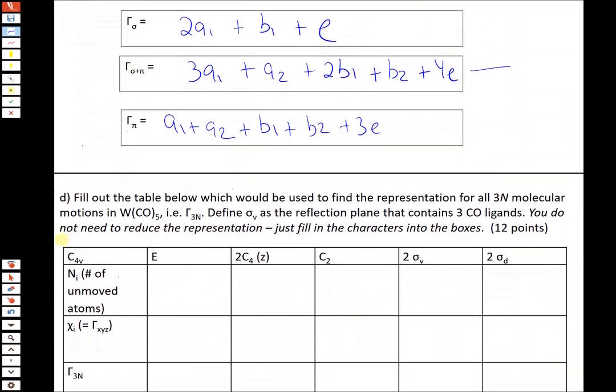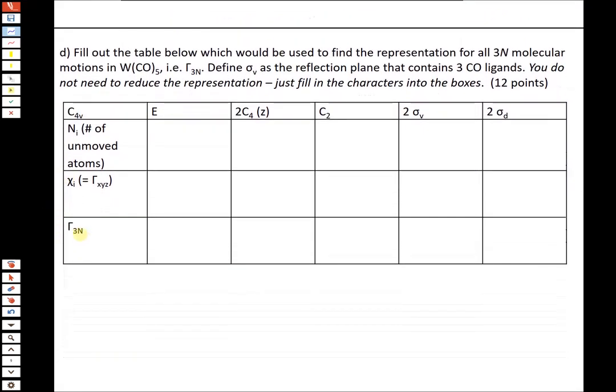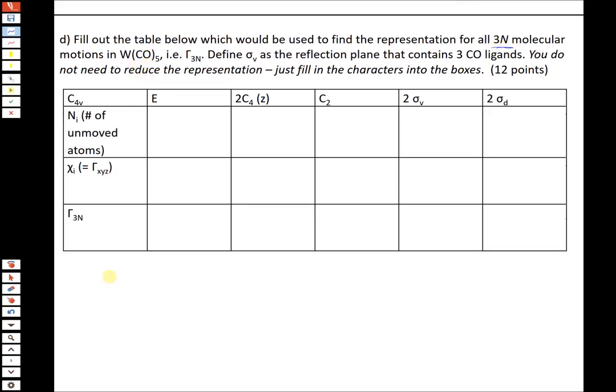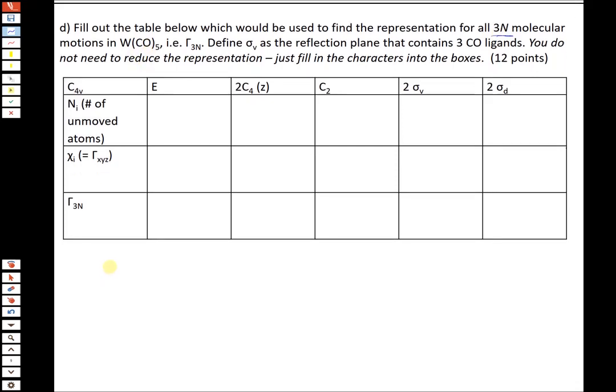Alright, and then same problem here. This one actually ends up having some pretty similar characteristics as the last one. We're going to talk about some of the vibrational spectra or vibrational modes of this molecule. So first what we want to do is look for the representation for all 3n molecular motions of WCO5, gamma 3n. We didn't ask you to reduce it, or to pick out the normal modes from that, but we went ahead and just asked for the characters filling out this table here.